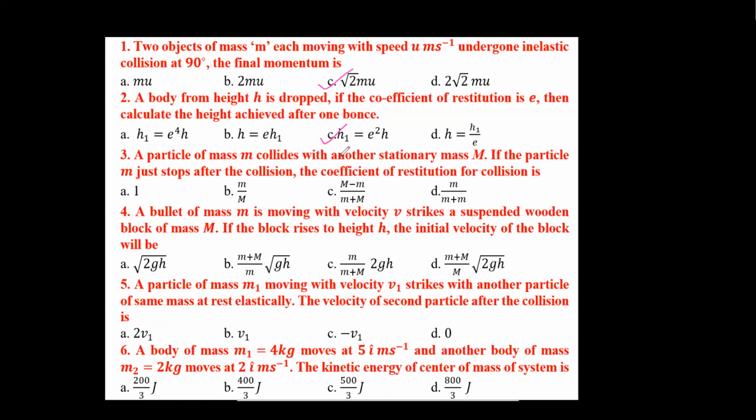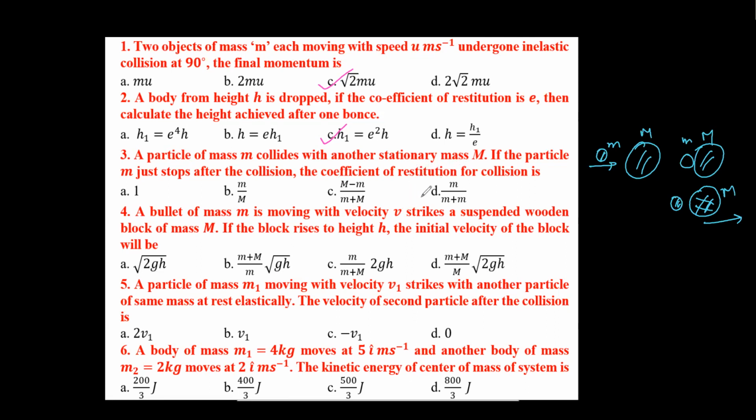It's talking about a particle of mass m that collides with another stationary mass, capital M. So small m is moving and capital M is at rest. If the particle m stops after the collision, the situation is like this. Suppose this is small m and this is big M. This is the initial situation: it is traveling, but the other is at rest. As soon as it hits, the small object becomes stationary, and this capital M starts to move. This is our question. Now we have to calculate the coefficient of restitution.